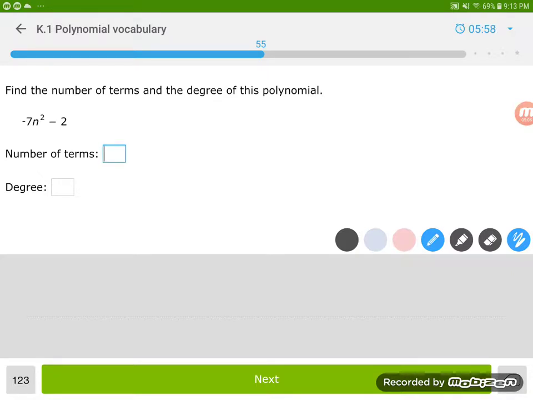Okay, so same deal. We're going to go ahead and count the terms. That's one term, that's two terms. So we have two terms in here. And our highest power is just going to be 2.